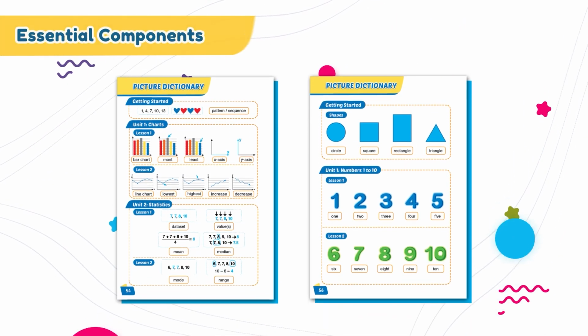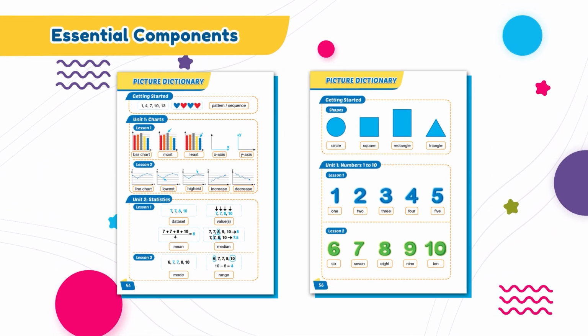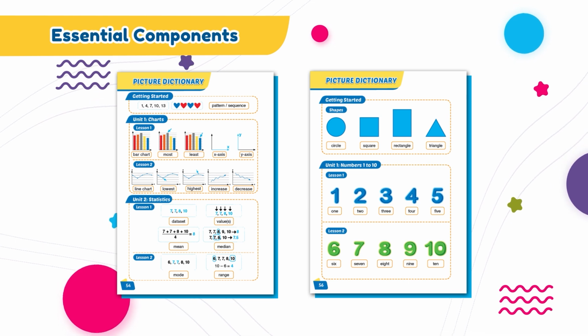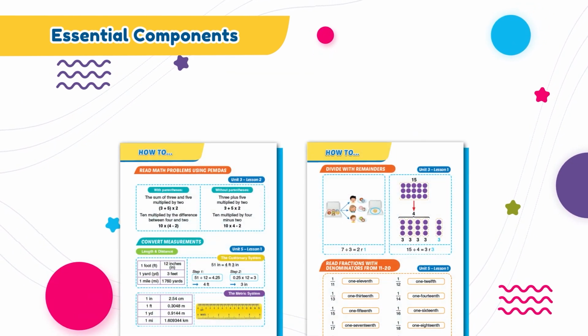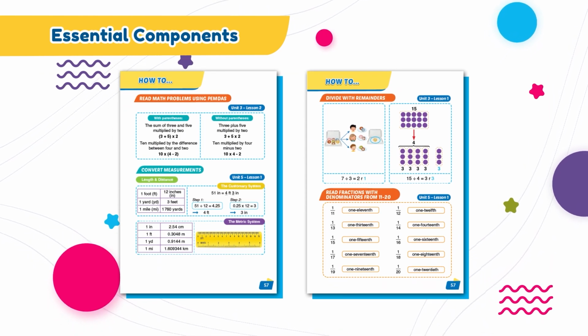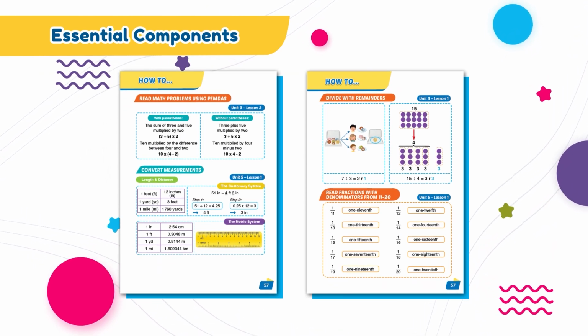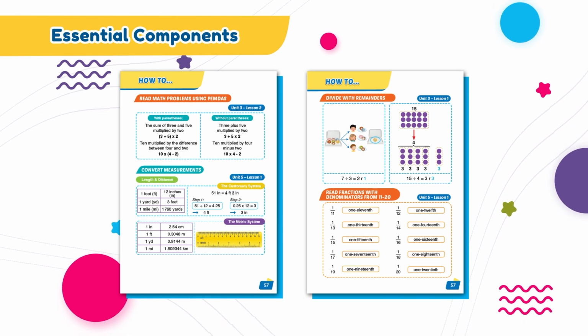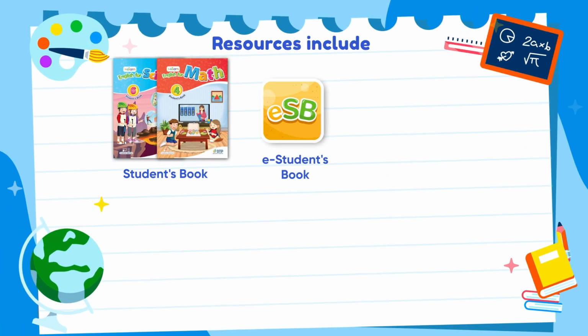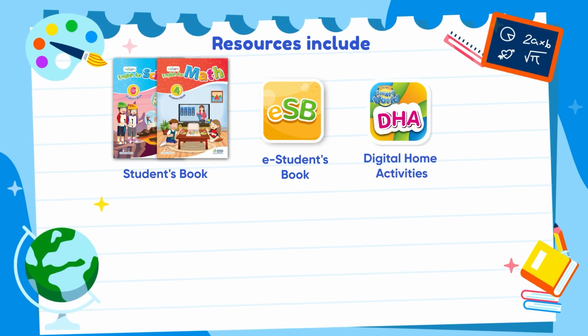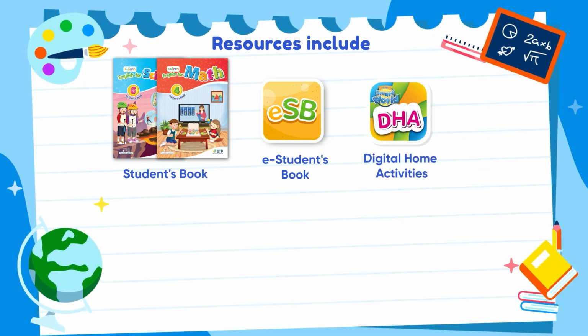Each book features a picture dictionary that includes all key vocabulary, while English for Math also has a how-to guide, which is a step-by-step resource designed to help students and teachers understand core math concepts. The components include the Student's Book, e-Student's Book, and digital home activities for students to review at home.